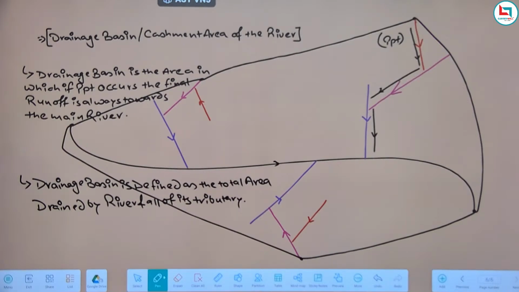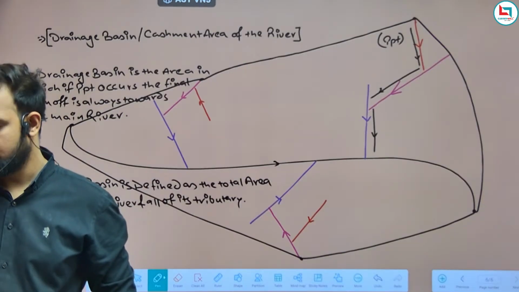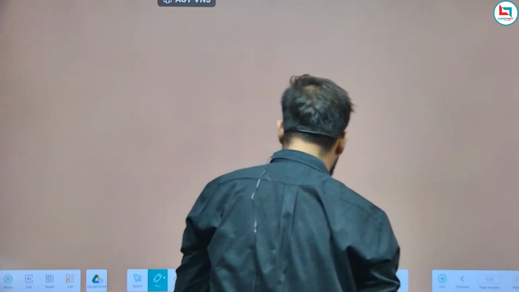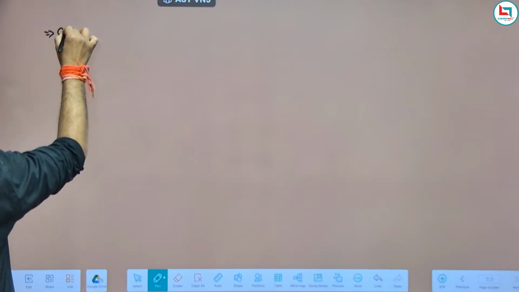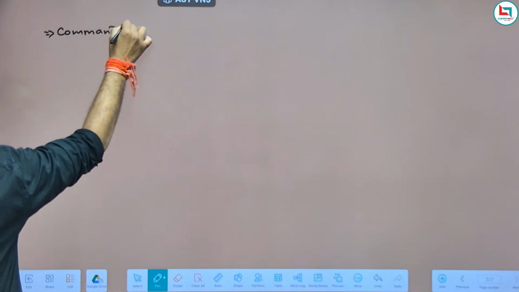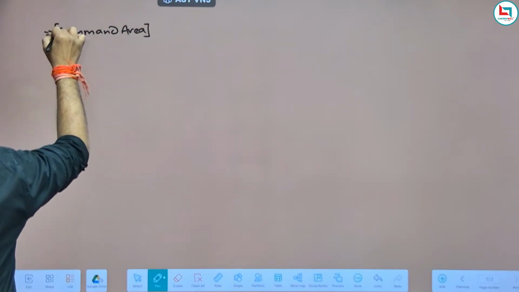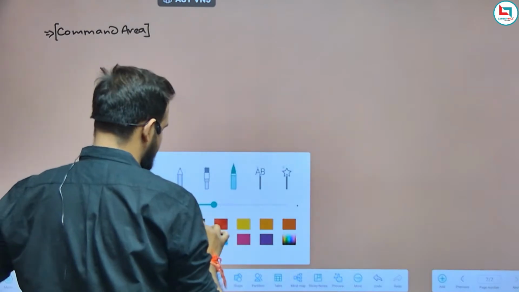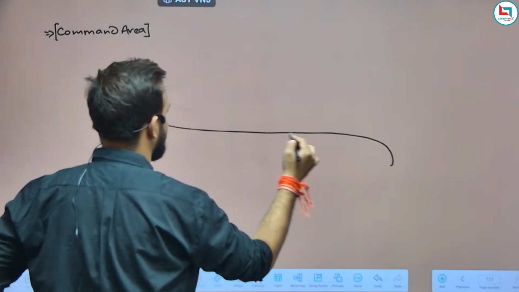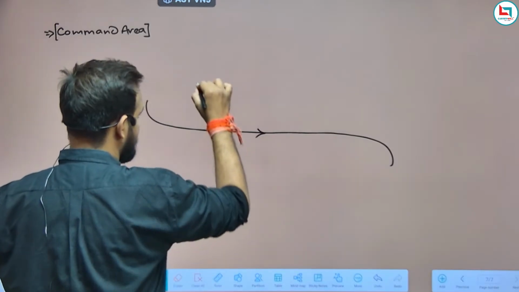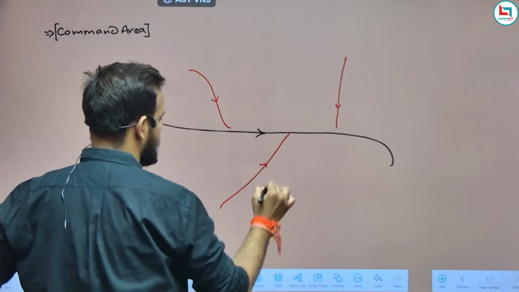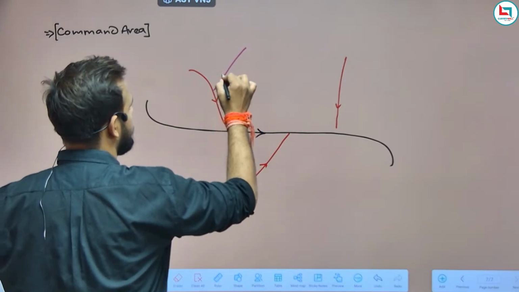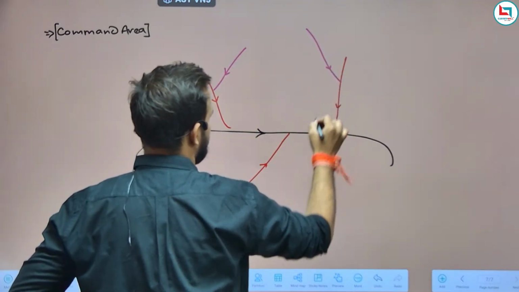Now guys, the next thing that we should know is the command area. Let me write down the command area and draw it. First, let me draw the drainage basin. This is the main river, flowing like this. This is the tributary, this is the tributary, and here we have the sub-tributaries.